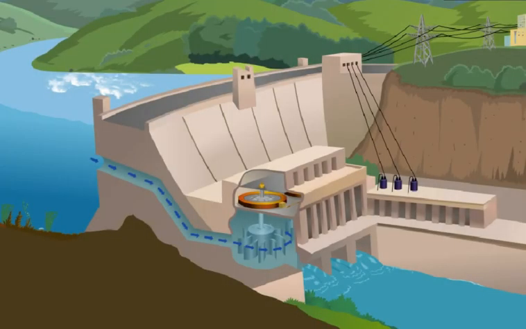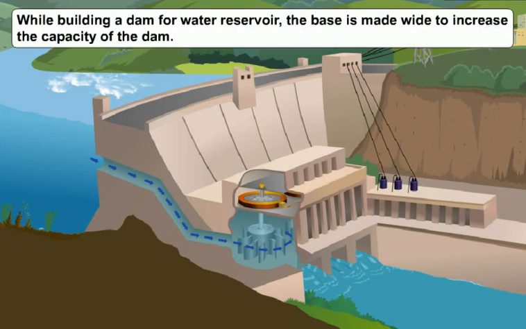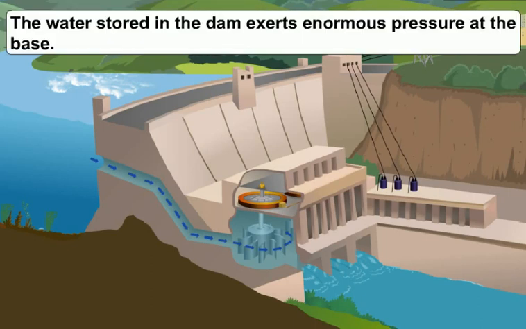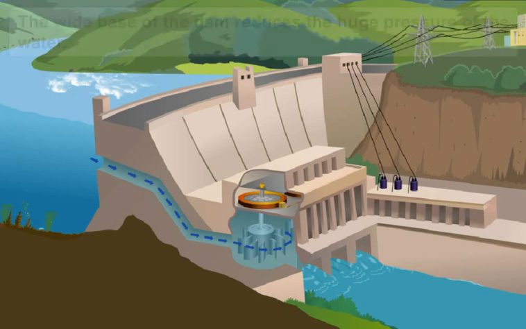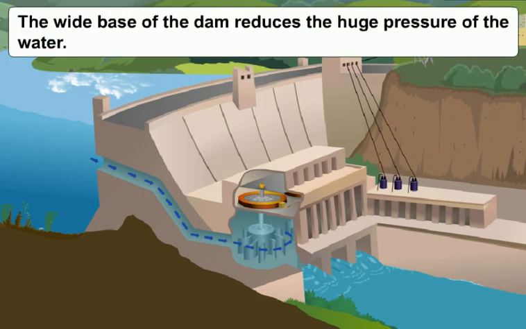Similarly, here is another example on pressure. While building a dam for water reservoir, the base is made wide to increase the capacity of the dam. The water stored in the dam exerts enormous pressure at the base. The wide base of the dam reduces the huge pressure of the water.